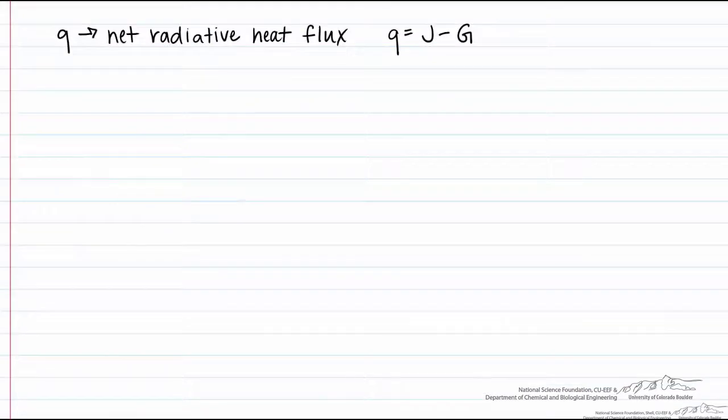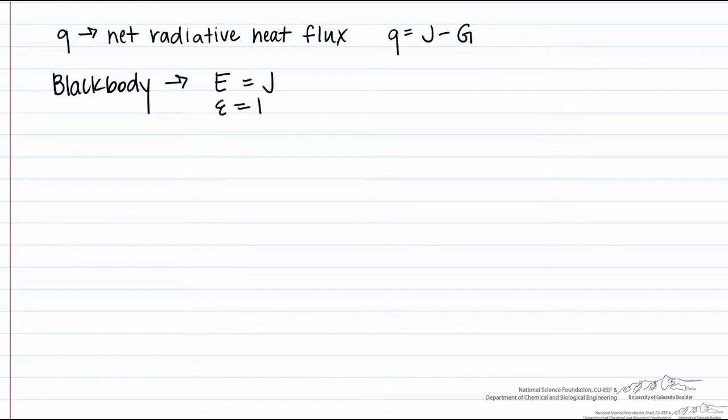So let's look at some examples of situations where we can calculate the net flux. The simplest case, as I mentioned before, is a black body, and here the energy leaves the surface only as a result of the emissive power, and all incident radiation is absorbed. Therefore, the radiosity equals the emissive power, our emissivity is equal to 1, and our radiosity is just equal to sigma T to the fourth.